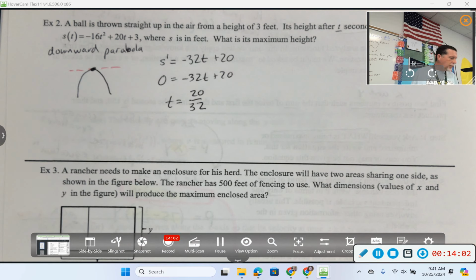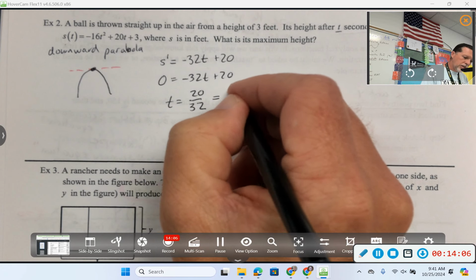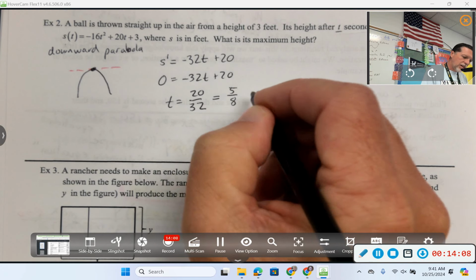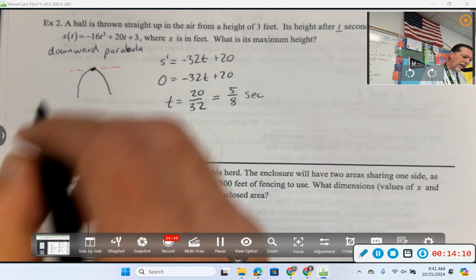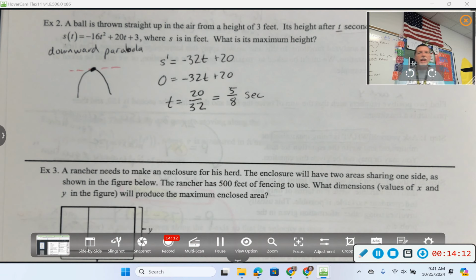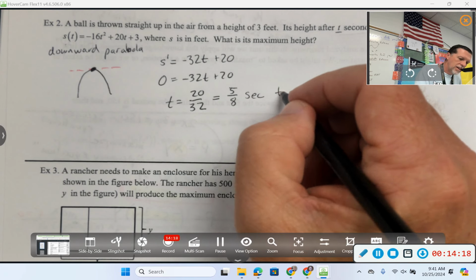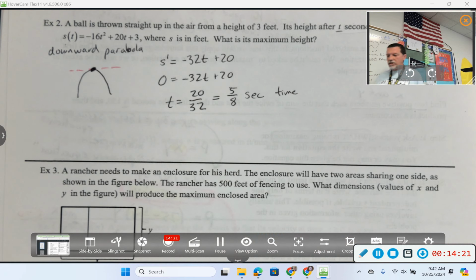That's a safe stop. You can just leave that, although that's not hard to reduce. 5/8. So at 5/8 of a second, we're at our maximum. That's our time. Haven't done anything wrong. Is that the answer to the question?